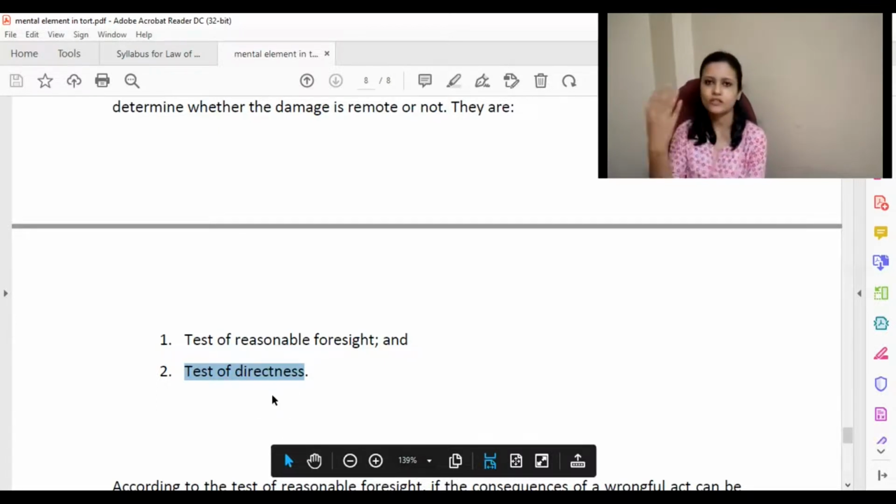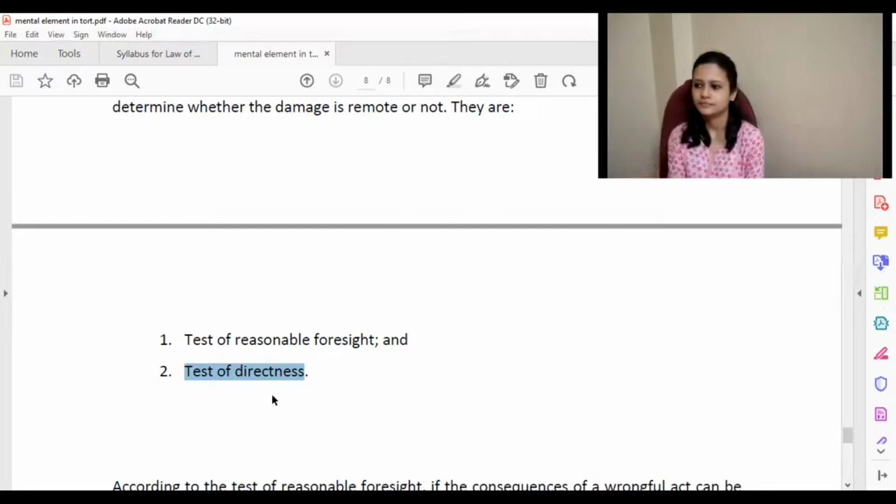If because of my act or omission the person has suffered loss directly, then I will be held liable to pay the compensation. But if it was not because of my act or omission, but some other factors also contributed there, I cannot be solely held responsible for it.